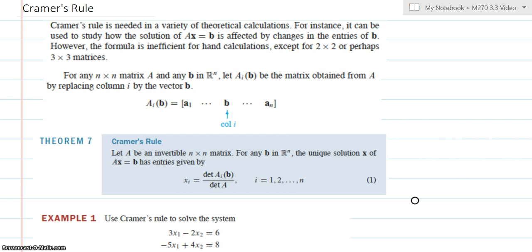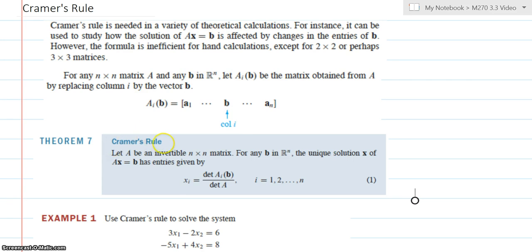So let's start. Before we go to the theorem, or what Cramer's Rule is, they have a new notation definition. It says for any n by n matrix A and any vector b in Rn, and again it has to be an n by n matrix, we're going to let A sub i of b be the matrix obtained from A by replacing the column i by the vector b. So we literally take the matrix A, and instead of the ith column, you replace it with b. There's the b.